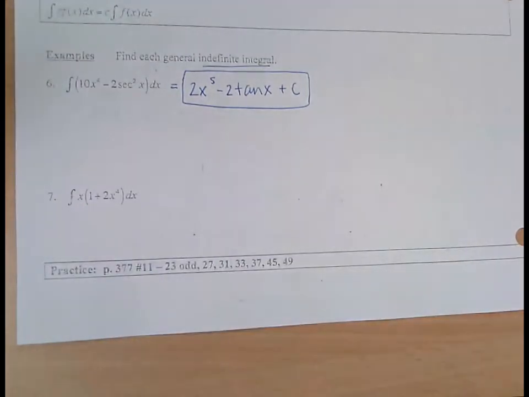All right, I'd like you to do number 7. Evaluate that, or find that indefinite integral, and then I'll show you how to evaluate integrals on your calculators. Remember, we do not have antiderivative rules for products or quotients at this point.